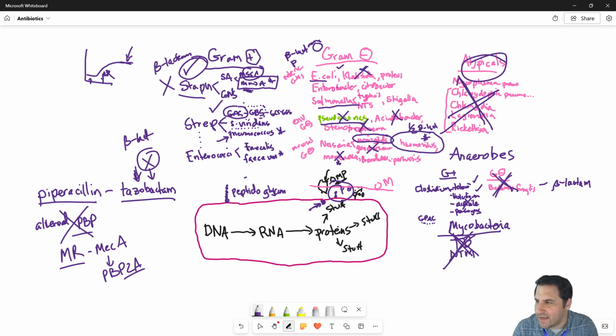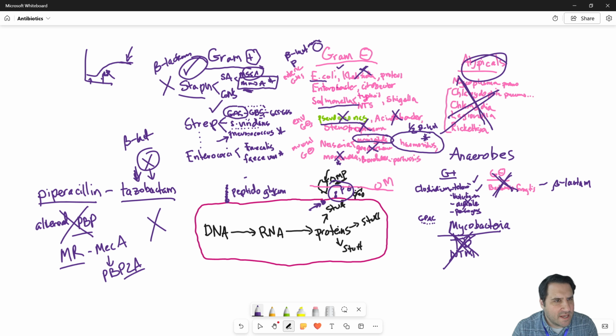Group A strep, do you get any better Group A strep coverage from any of these combinations? The answer is no, right? Group A strep does not produce a beta-lactamase. So inhibiting the beta-lactamase, when you don't have a beta-lactamase, doesn't help you in any way, shape, or form. So there's essentially no point to using it. Yes, you'll continue to treat it just fine, but why broaden your scope?